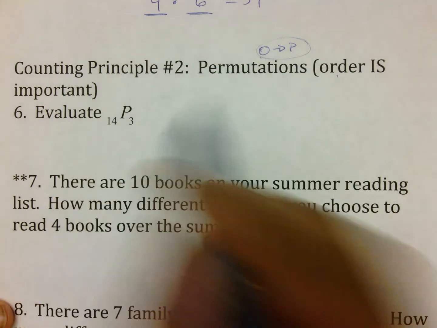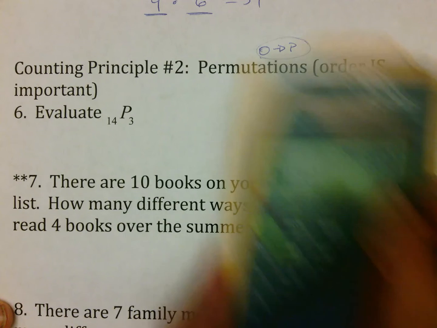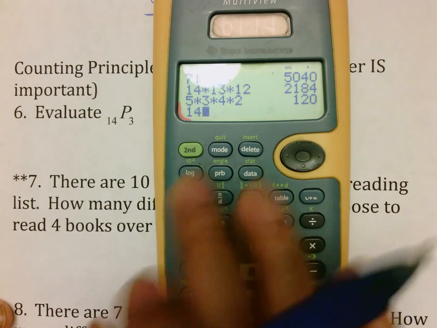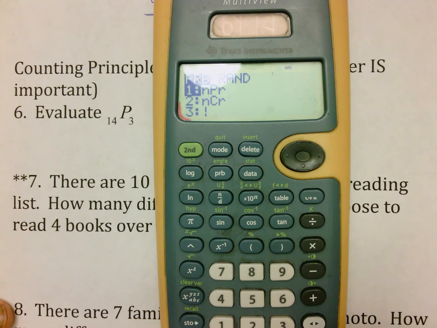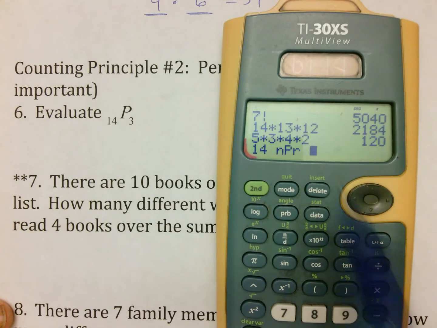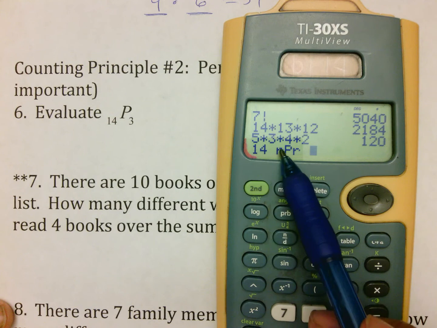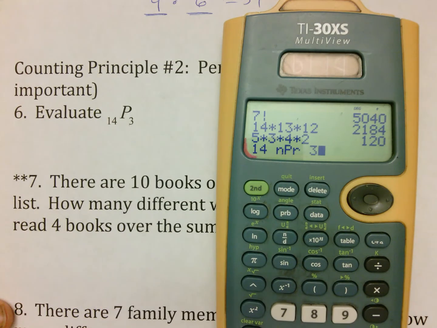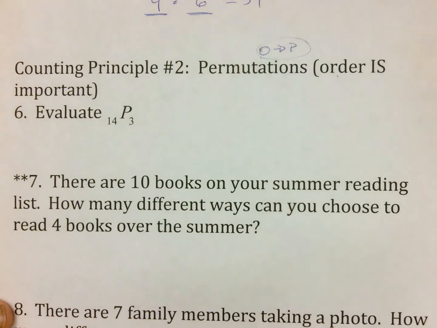First off, how do you evaluate 14P3? Well, what you do is you type in the 14 first. You go to your probability, because that's pretty much what this section is under. You choose the nPr. So that puts 14 in for the n, and then you put the next number, which is 3, for your last part, which gives you the answer 2184.